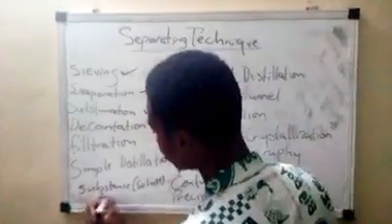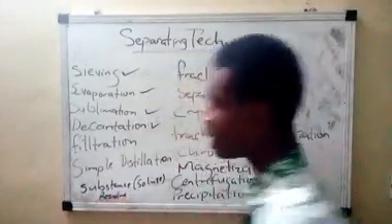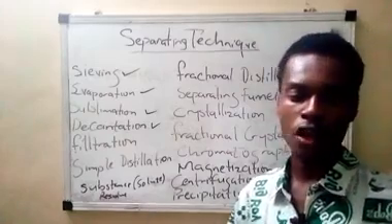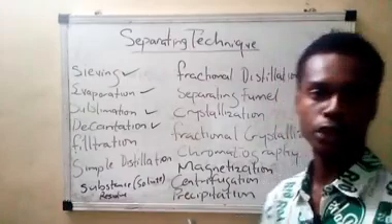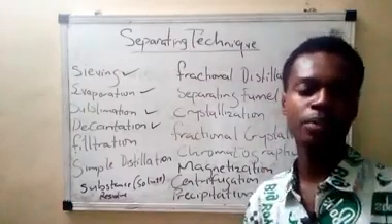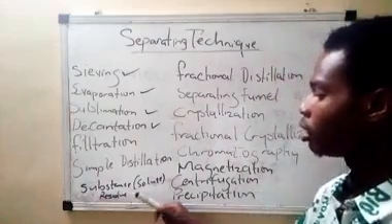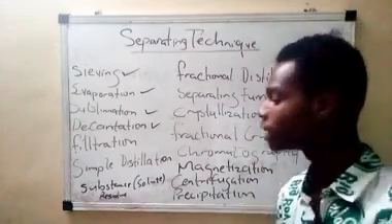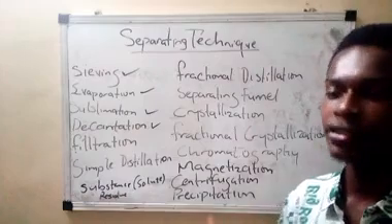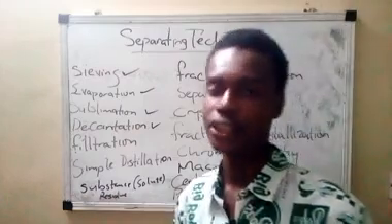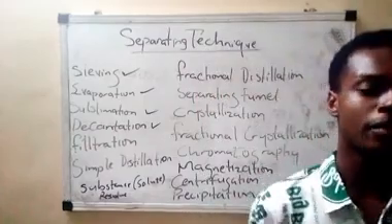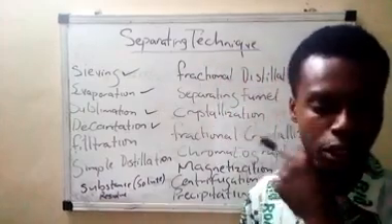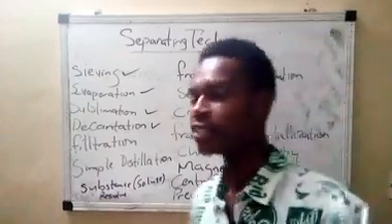Take note. If they ask you a question in JAMB, something like: during the process of filtration, the substance left in the filter is called what? A, filtrate. B, residue. C, sublimation. D, decantation. You will say what? Residue. So the residue is the substance left in the filter.